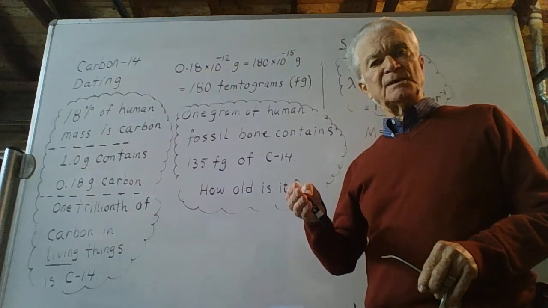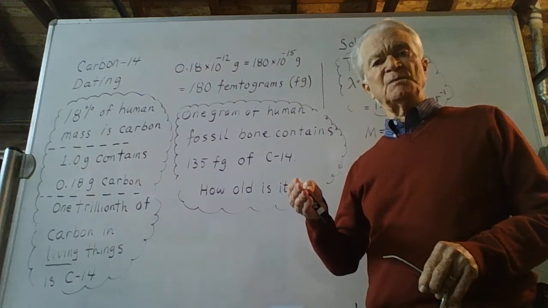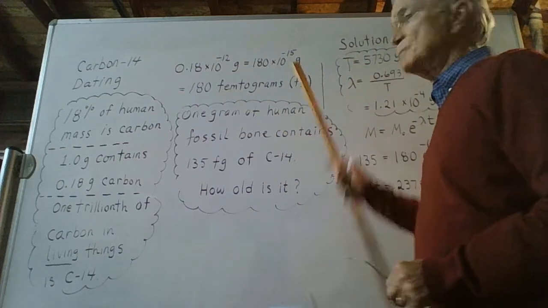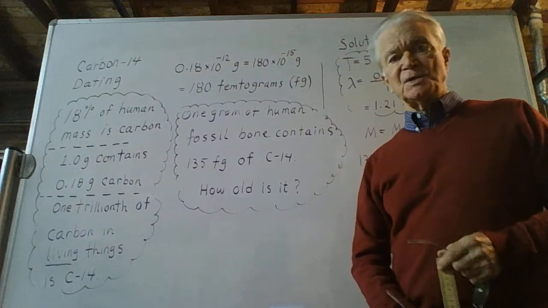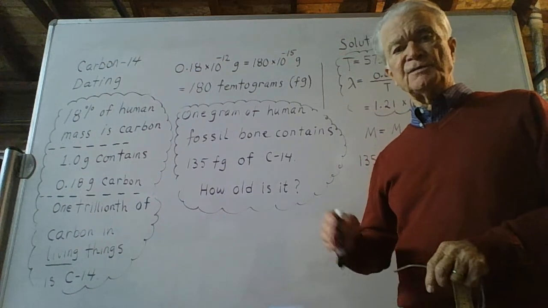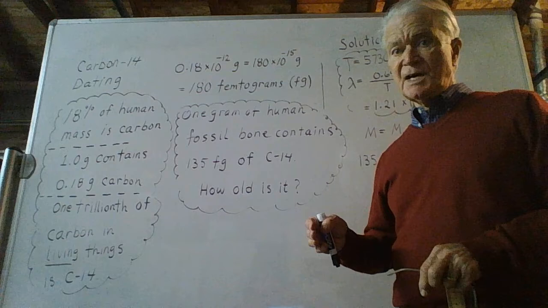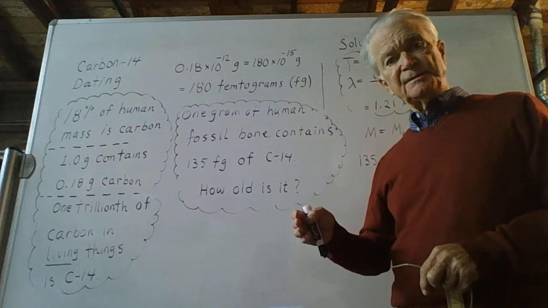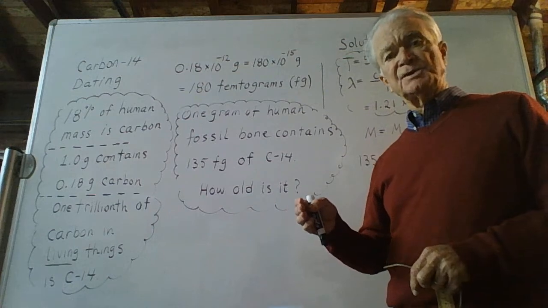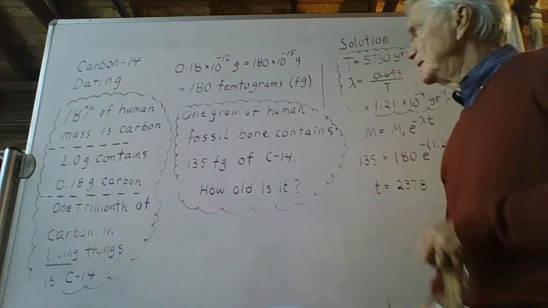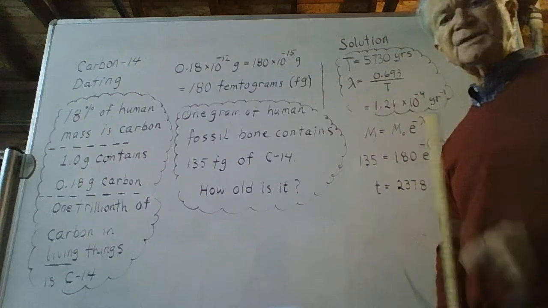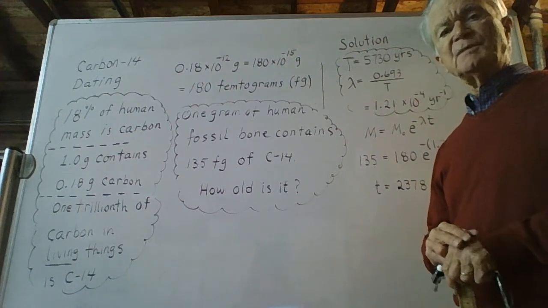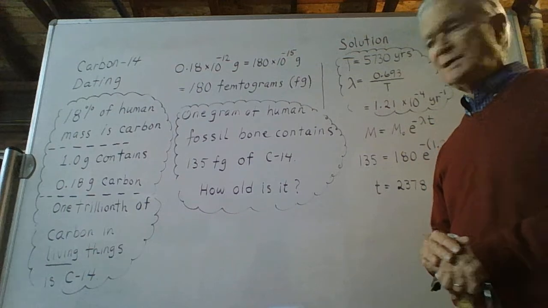That bone, once part of a living animal, contained 180 femtograms of carbon-14. But as years go by, there are fewer and fewer carbon-14 atoms in that 1 gram sample of bone that you extracted from the fossil. Let's work a problem involving the dating of a bone taken from a human fossil remains.